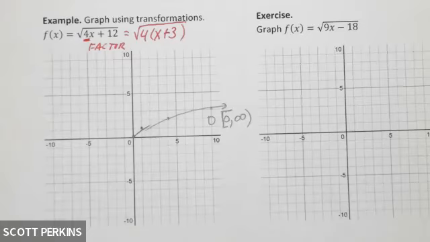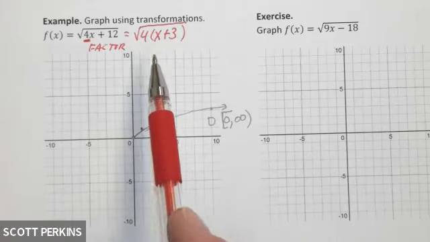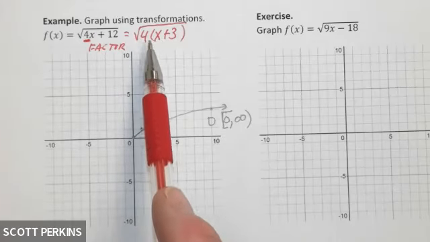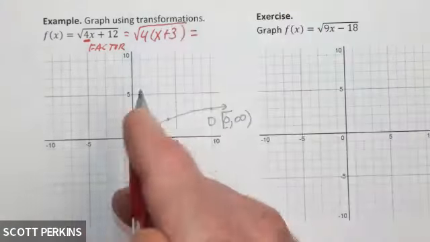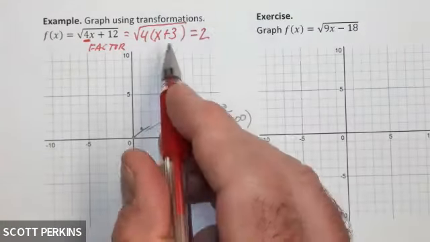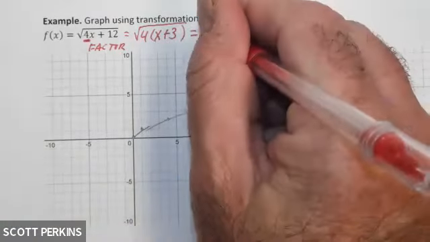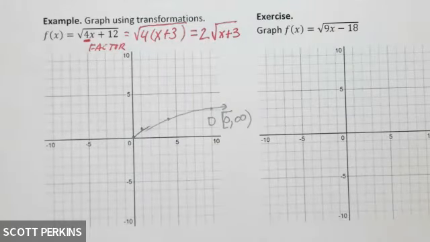I'm still not ready to make any conclusions yet because I've got one more thing I can do. The product rule of radicals says when I have a product under there, I can consider each of these two things separately. So what's the square root of 4? 2. And then I have the square root of x plus 3, which I can't simplify. Now I'm ready to make some conclusions about what this graph is going to do.